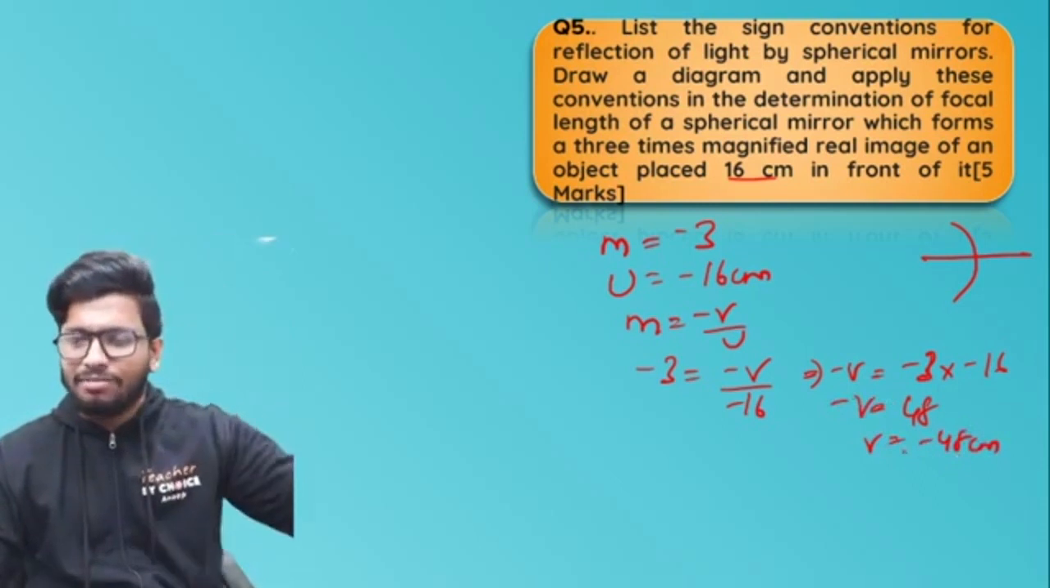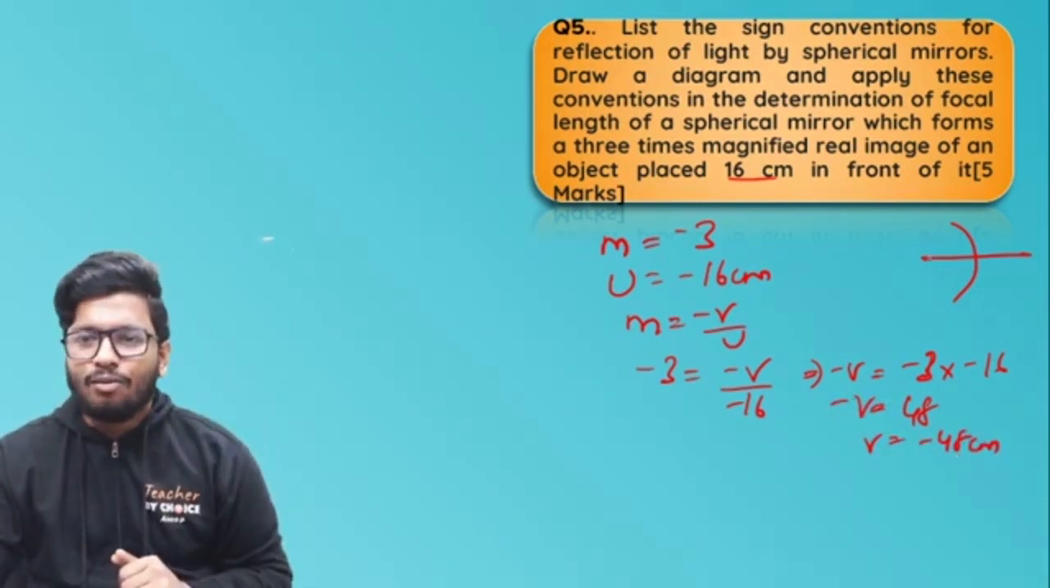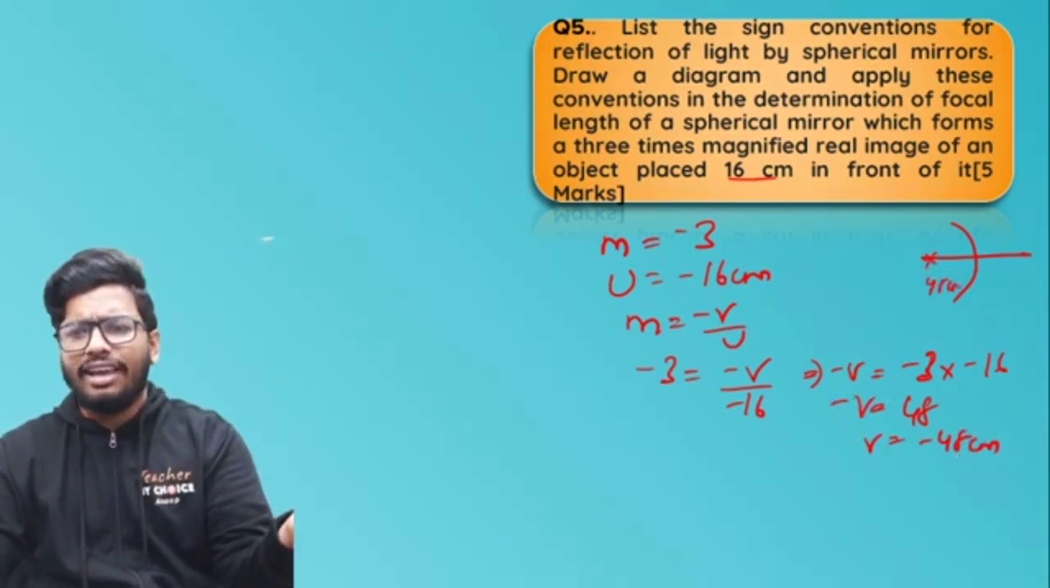The image distance is also on the same side, that's why you get minus. So the image will also be on the same side. The distance will be 48 centimeter.